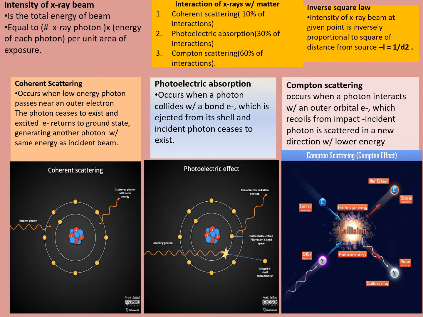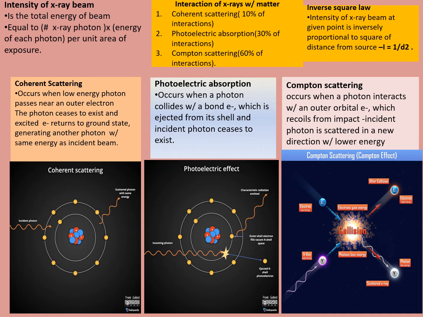Now, there are three ways by which X-rays can interact with matter. One is coherent scattering, two is photoelectric absorption, and three is Compton scattering. Coherent scattering occurs when a low energy photon passes near an outer electron and the photon ceases to exist. An excited electron returns back to the ground state, generating another photon with the same energy as the incident beam.